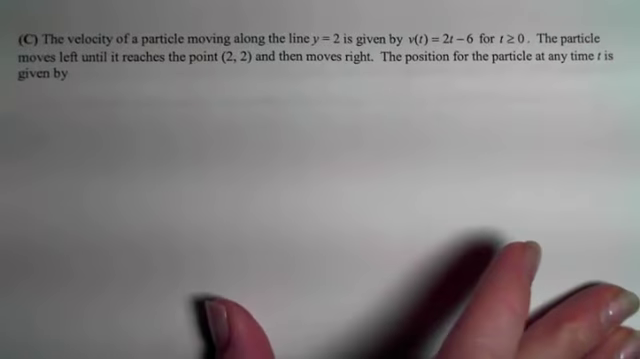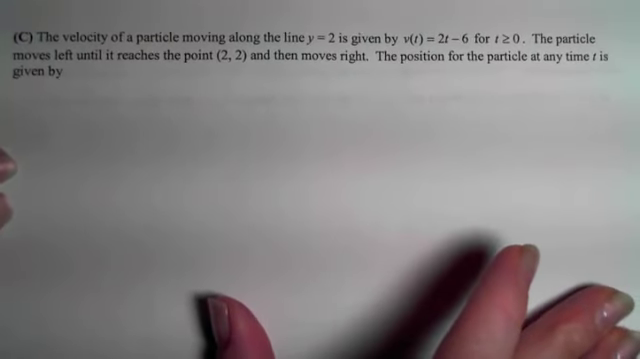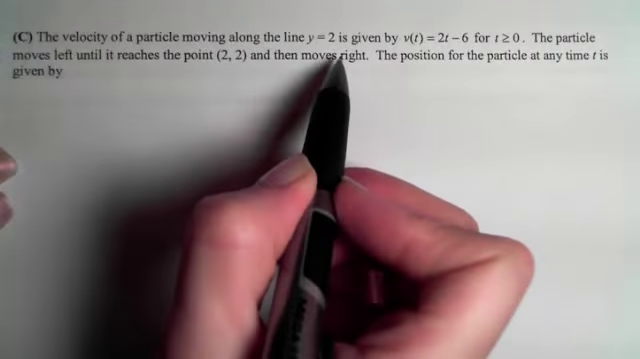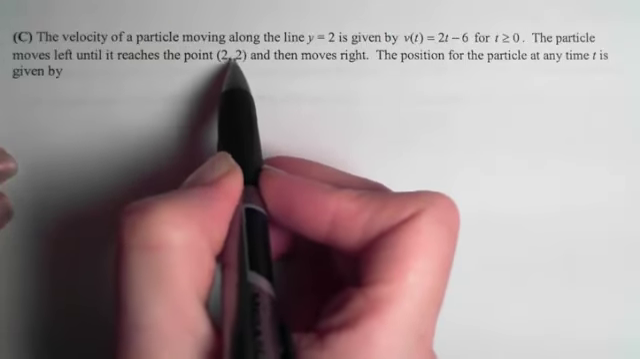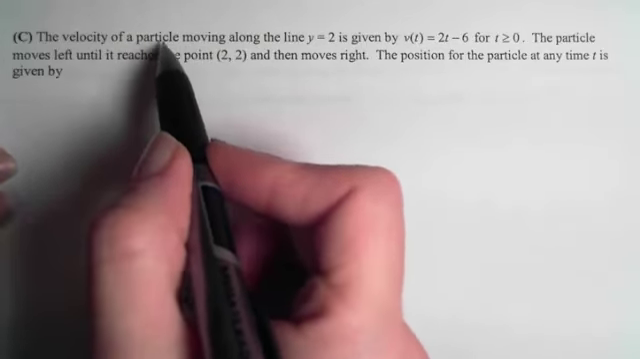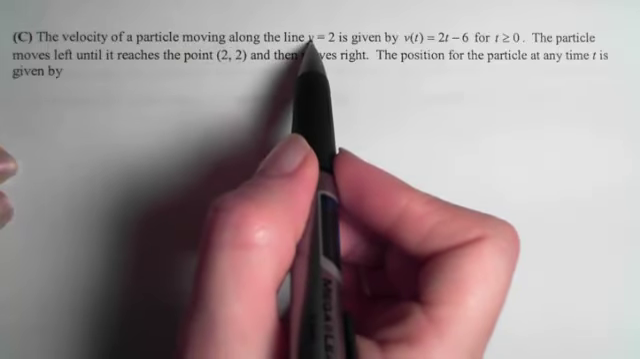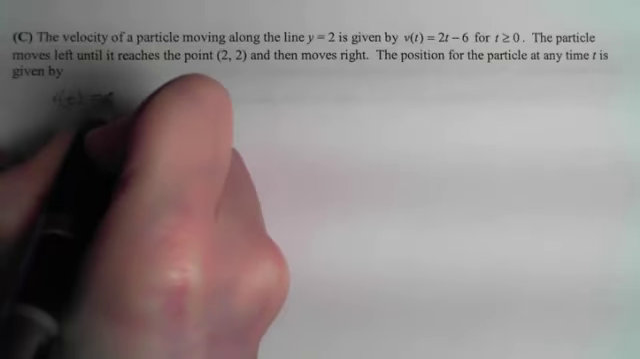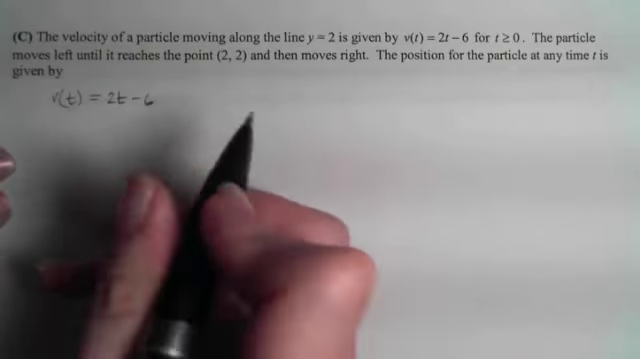Last part, part C. Same scenario. We're moving left, and then we reach this point, and then we move right. So instead of being at the origin, we're going to be changing position at the point (2, 2). So we're moving along this line, y equals 2, and our velocity is given. v of t is 2t minus 6.